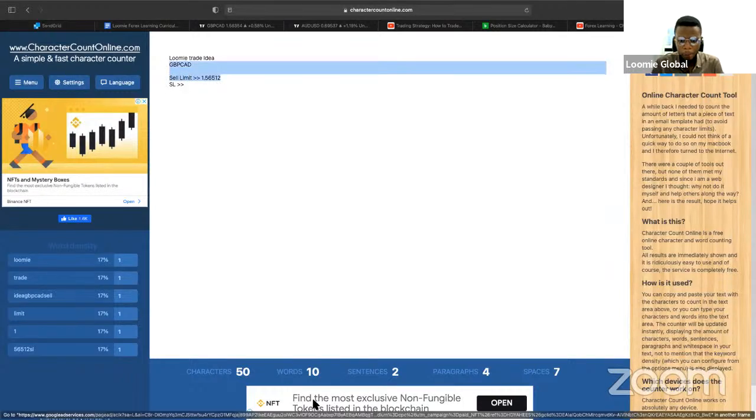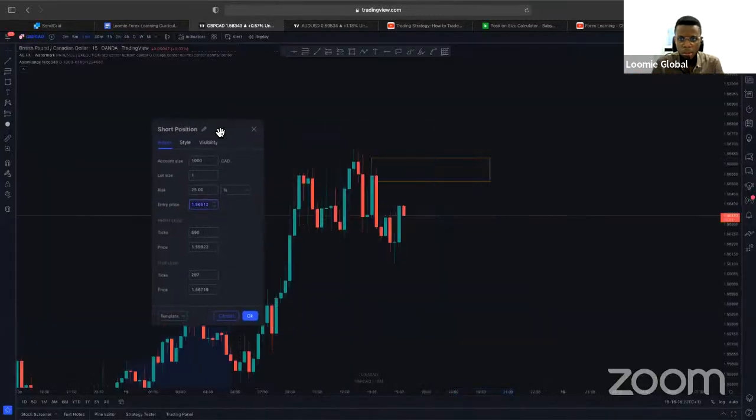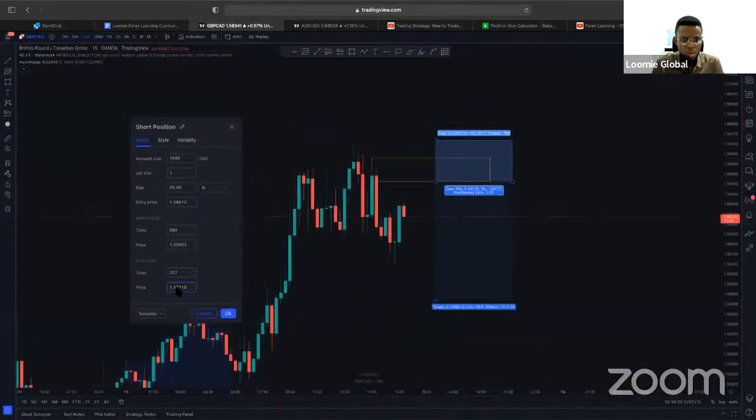GBP CAD. Sell limit at that price. Let me see where the stop loss is. Stop loss is going to be way up here, and I'm putting that way up there to be safe.